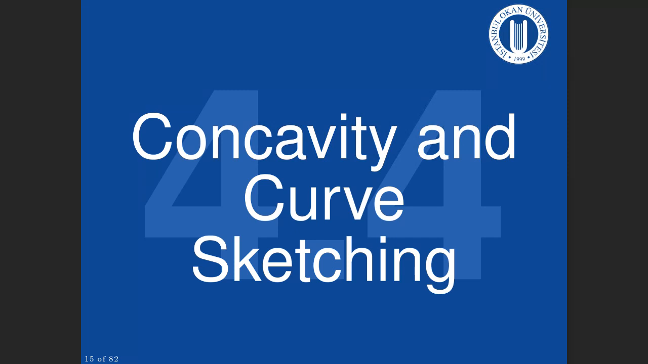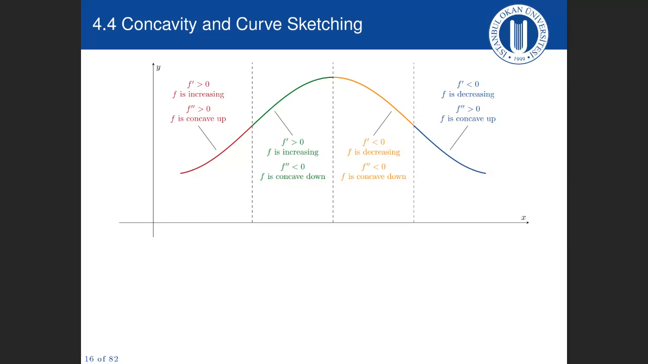My second topic for this week, which is a lot longer topic, is about concavity and curve sketch. Have a look at this function. The red part of this function is increasing, and the green part of this function is also increasing. But their shapes are not the same. The red function is not just increasing, but it's curving upwards. The green function is increasing, but it's curving downwards.